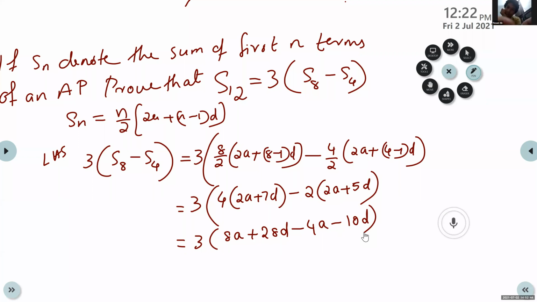Ma'am, in the board exam, how many marks will this question be? This one is a 2 mark question.